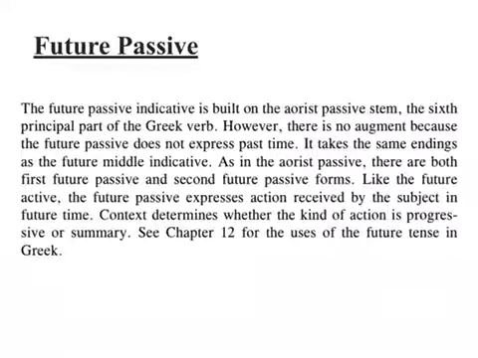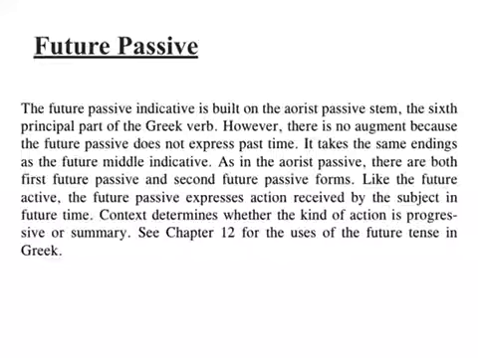So future passive. Okay, any questions on the future in general? No? Okay. So the future passive indicative is built on the aorist passive stem, which is basically the root stem, which we talked about earlier. However, there is no augment because the future passive does not express past time. The augment is the past time morpheme, the little epsilon at the beginning. So if you see future, it's not going to be past, so you know it's not going to have the epsilon at the beginning of the word because it's talking about things that happen in the future.